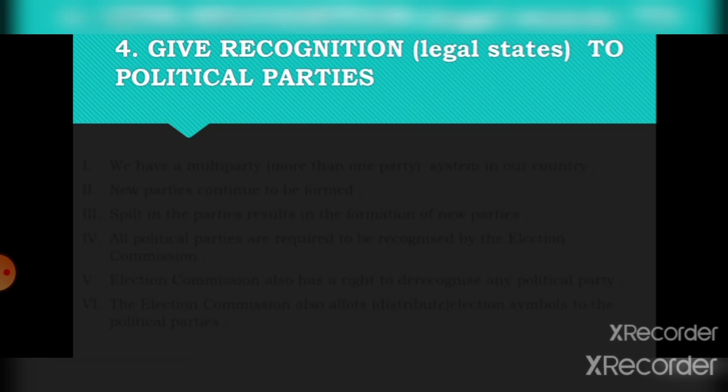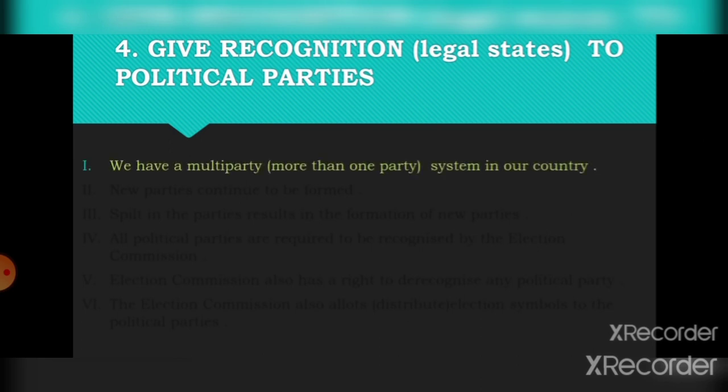Gives recognition, legal status to political parties. We have a multi-party, more than one party system in our country. New parties continue to be formed. Now coming to a multi-party system, when two parties or three parties come together, the way the Maharashtra government was formed, the Indian National Congress, then Shiv Sena, these people came together, and that's how the multi-party system was formed in our state government. New parties continue to be formed, for example, AAP, Aam Janata Party.